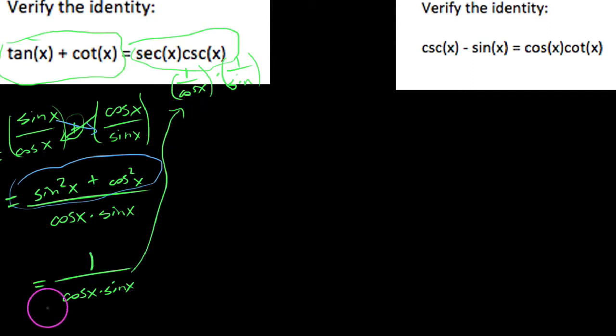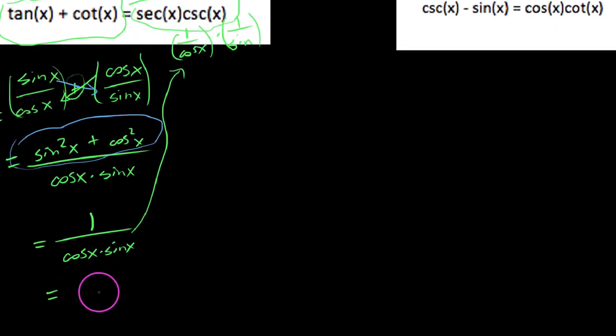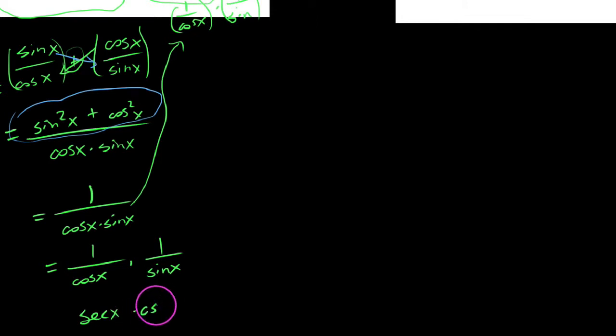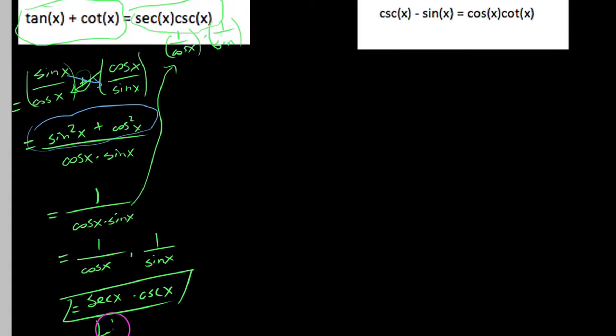But I guess what we can do here is this. Whenever you have a monomial numerator and a product of many things in the bottom, you can rewrite this as the product of many different fractions. So we say 1 over cosine times 1 over sine. And that would be the same thing as the secant of x times the cosecant of x, which is what we wanted to show. We wanted to show the left-hand side is actually equal to the right-hand side. Cool. So on to the next one here.